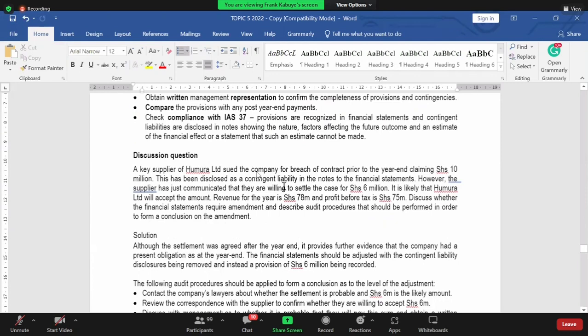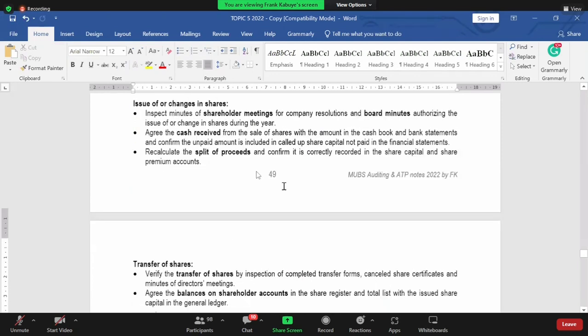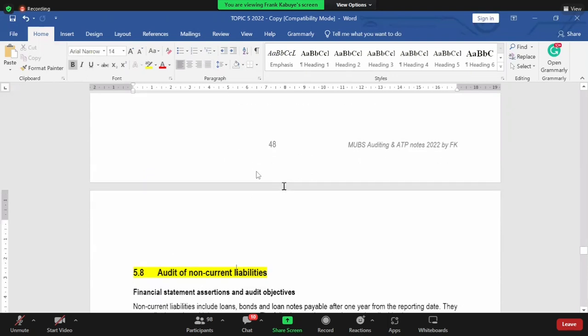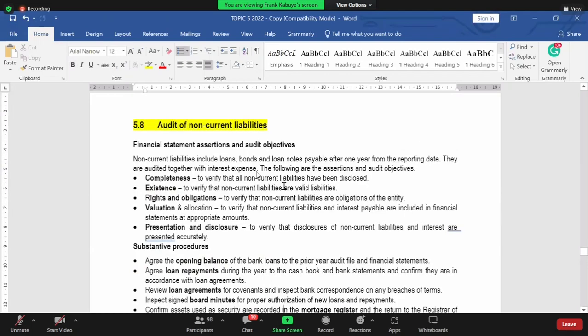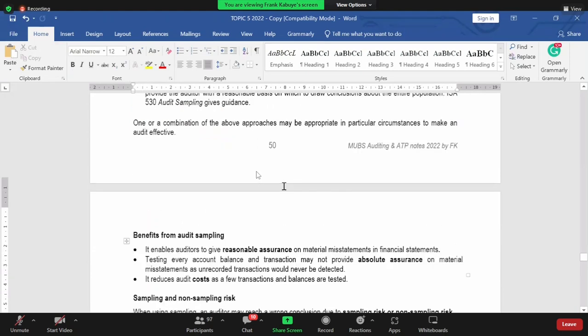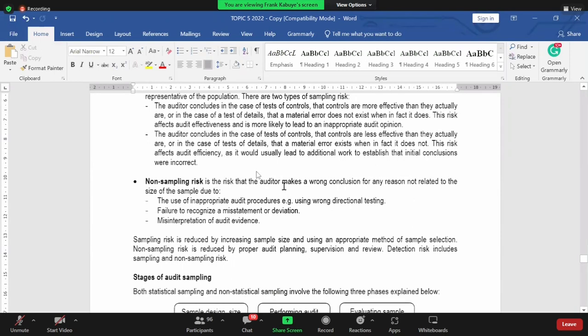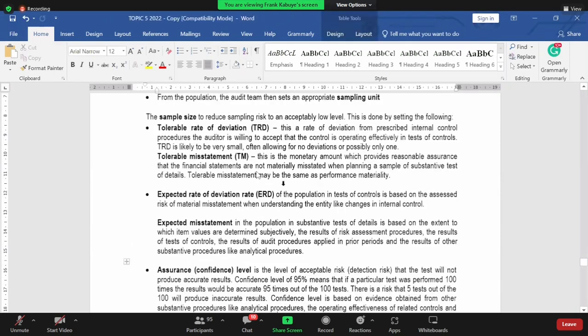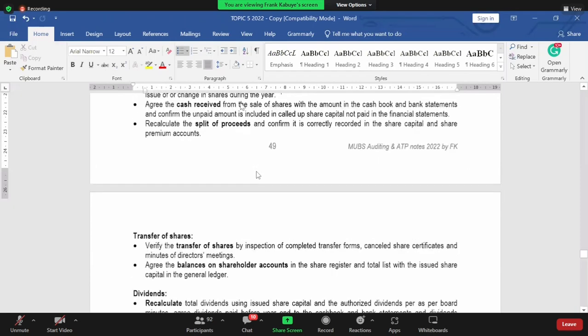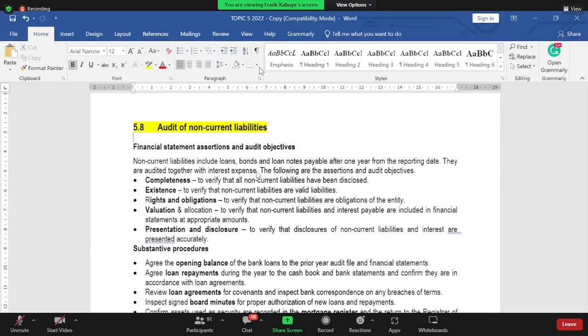We are left with only two items in audit: audit of non-current liabilities and audit of equity. So we should be able to complete, I think, in the next meeting, if all goes well. So that's where we stop for today. Next time we are starting from audit of non-current liabilities. So in the next class, we may complete. So we are on the right track.